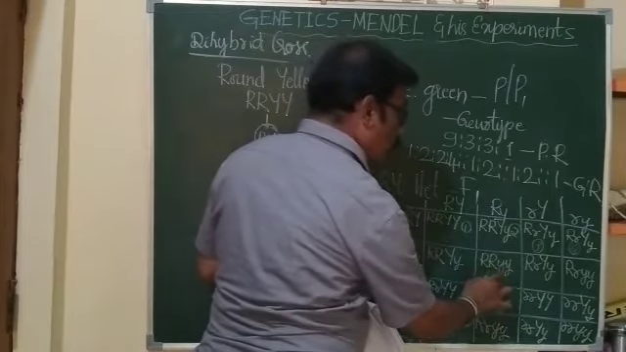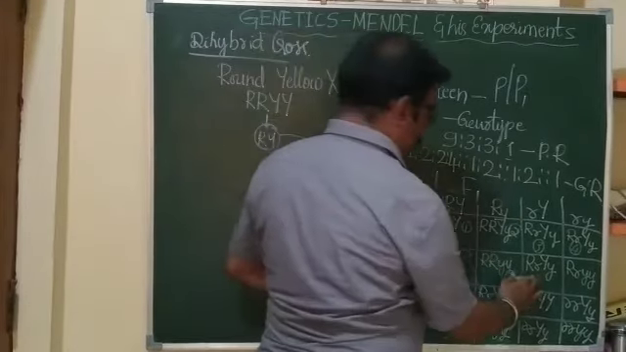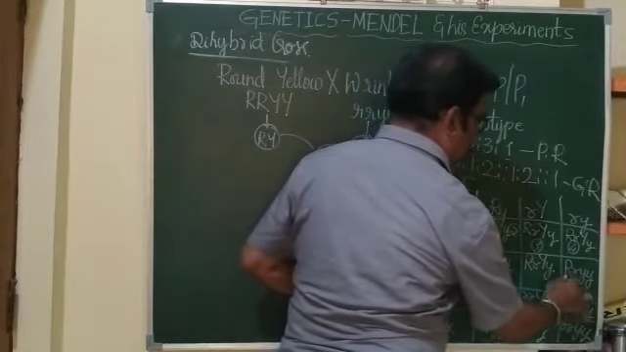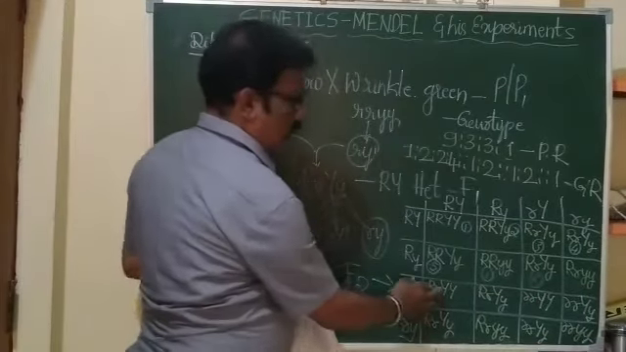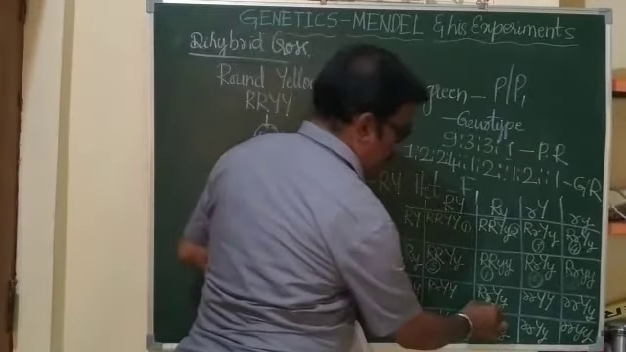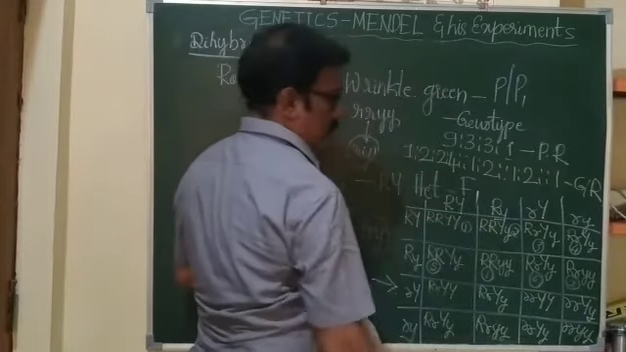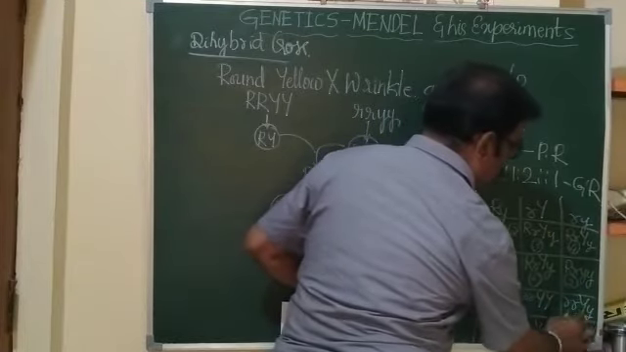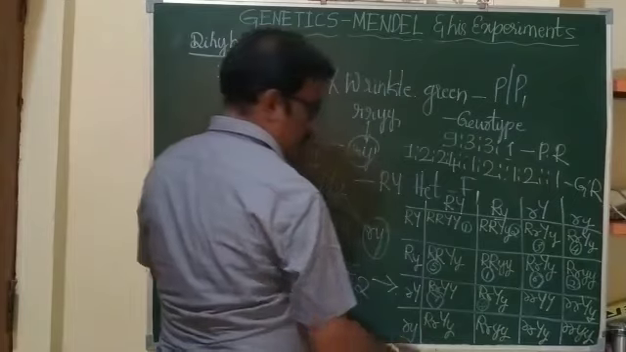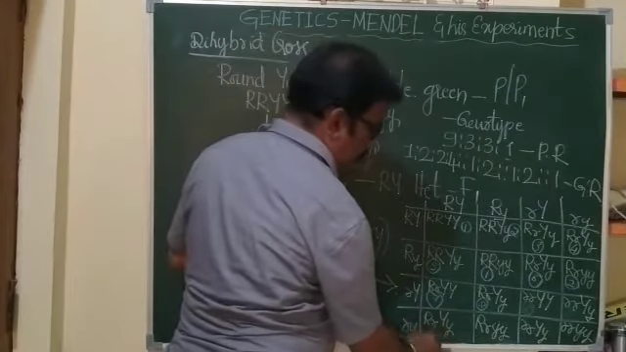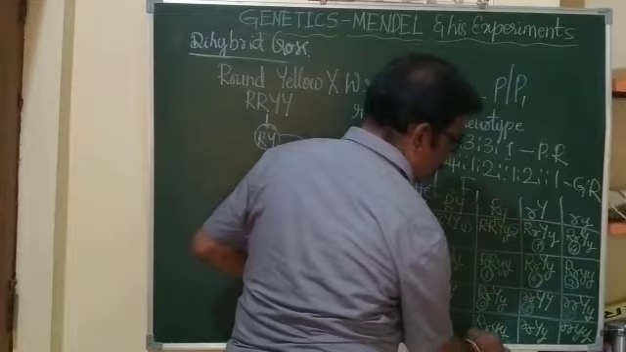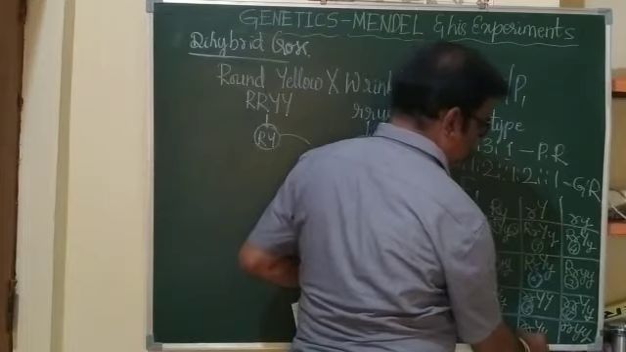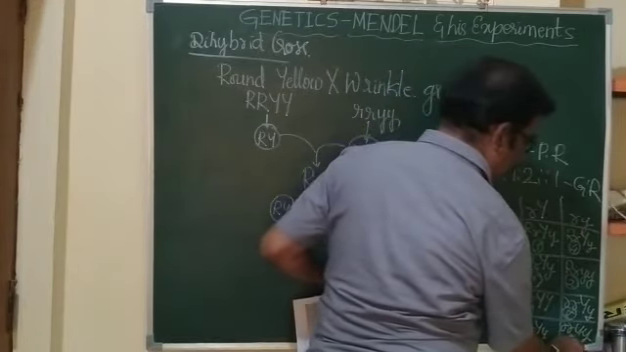round green 1, round yellow 6, round green 2, round yellow 7, round yellow 8, wrinkled yellow 1, wrinkled yellow 2, round yellow 9, round green 3, wrinkled yellow 3, wrinkled green 1.